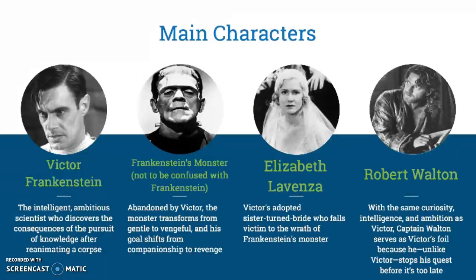Then we have Elizabeth Lavenza, one of the few female characters in the book, and we'll get into why that's interesting a little later. She's Victor's adopted sister turned bride, who falls victim to the wrath of Frankenstein's monster. Then we have Robert Walton. With the same curiosity, intelligence, and ambition as Victor, Captain Walton serves as Victor's foil because he, unlike Victor, stops his quest before it's too late.